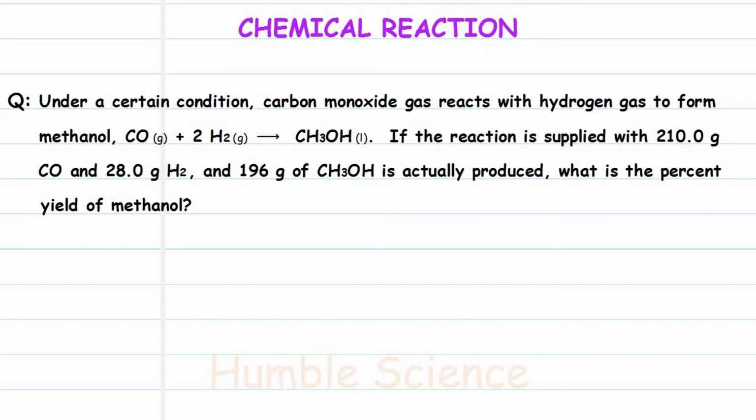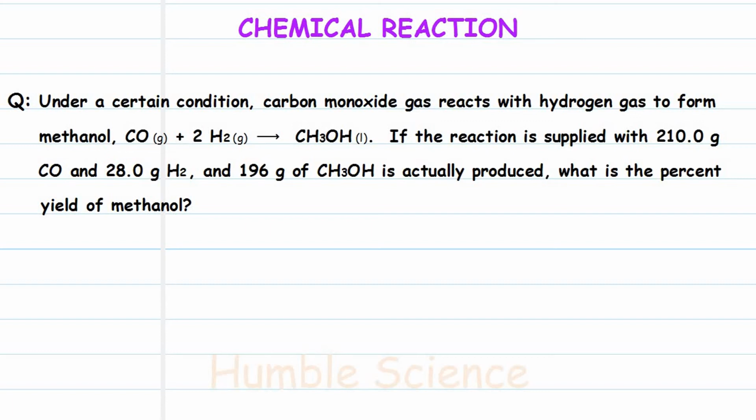Under a certain condition, carbon monoxide gas reacts with hydrogen gas to form methanol. If the reaction is supplied with 210 grams of carbon monoxide and 28 grams of hydrogen gas, and 196 grams of methanol is actually produced, what is the percent yield of the methanol?